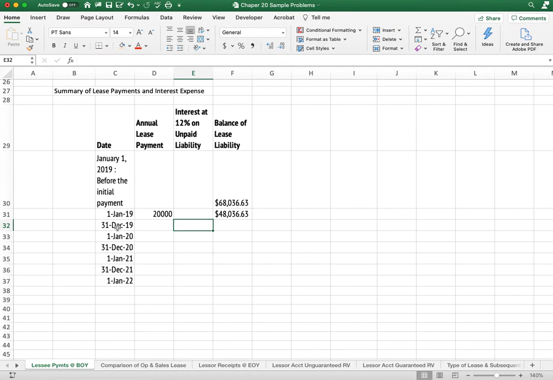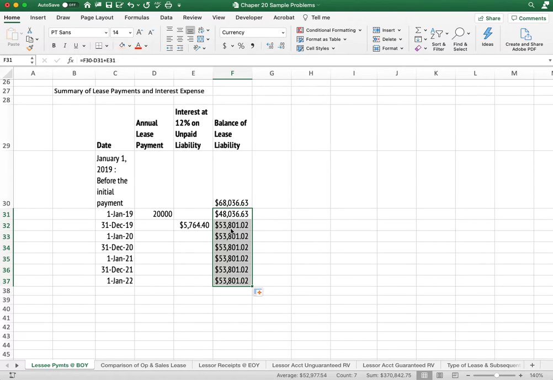And so now we have to calculate the interest for that year, as of December 31st, 2019. That would be equal to our previous balance times the 12% interest rate, for $5,764.40. I'm just going to pull this formula all the way down. And so we have a balance of $53,801. And now we can just plug in our $20,000 at the start of each year, but we'll just take it 1 year at a time.